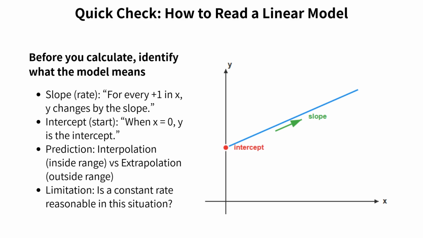Second, identify the intercept. The intercept is the value of y when x equals 0. In context, it's often the starting value, but only if x equals 0 is realistic for that situation. Third, if the question asks for a prediction, check the range. If the x value is inside the data range, that's interpolation. If it's outside the range, that's extrapolation, which is riskier.